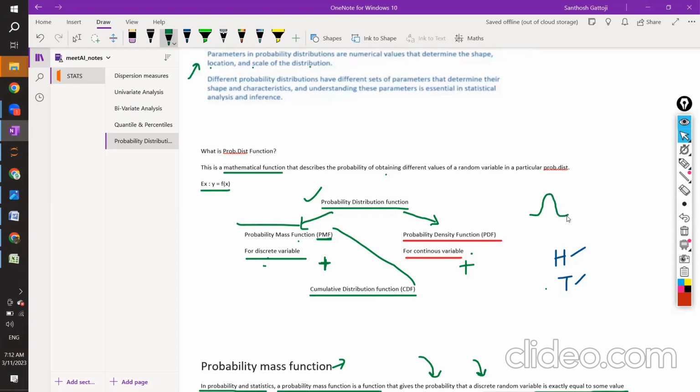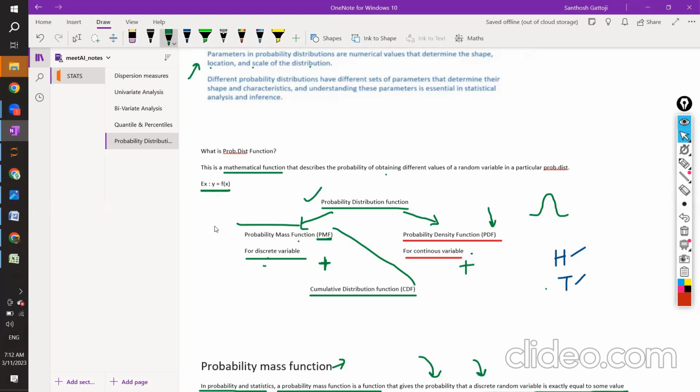But what is our point? We want to find out the probability of each and every value inside the distribution. Obviously you cannot calculate for each and every value. Why? Because this is a continuous variable and infinite possible values are possible. So you cannot calculate probabilities for each and every value. So that's why we use PDF functions, probability density functions. And when we say function, it should be in this form, y equal to f of x. f of x is a function.